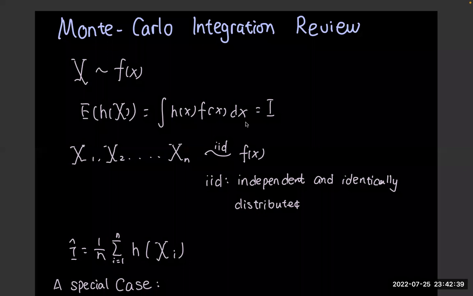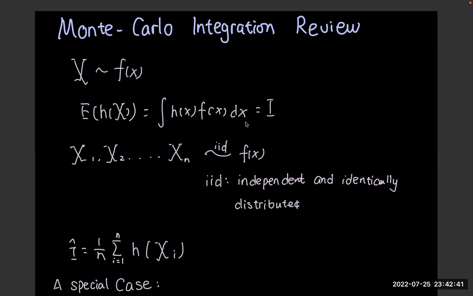For lecture 7, we began with a review of Monte Carlo integration. Suppose we have a random variable X following a probability density function f of x, and we define the expectation for a function of the random variable X to be the integral of h(x) f(x) dx. Here, capital X stands for the random variable, and lowercase x is the variable of this integral.